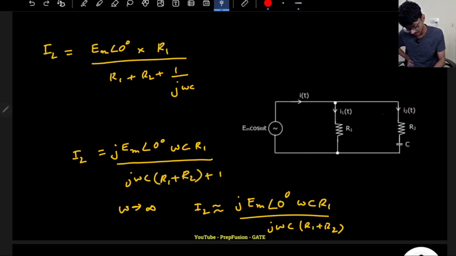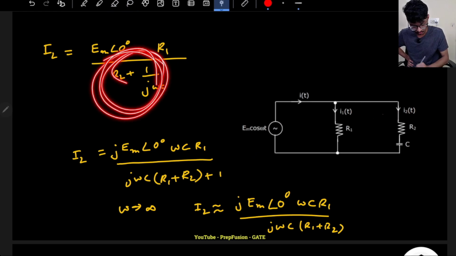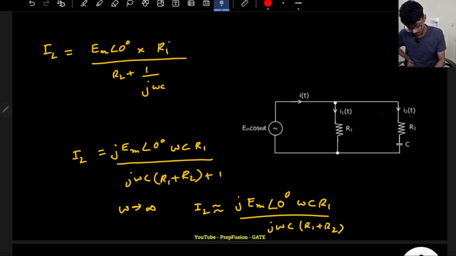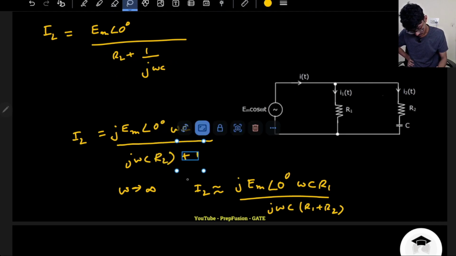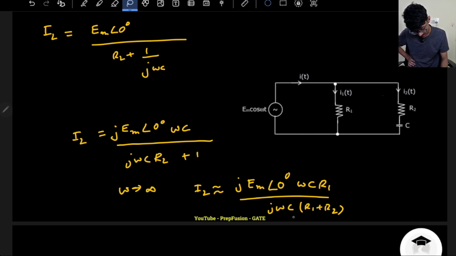So it will be voltage upon impedance. Impedance provided by this voltage source is this one, R divided by J omega. So this is the value. We don't even have to do that much of a complex calculation. This will be omega C R2, omega C R2 plus 1. That's it. So at omega equal to infinity, basically what will happen? Omega C will be eliminated.